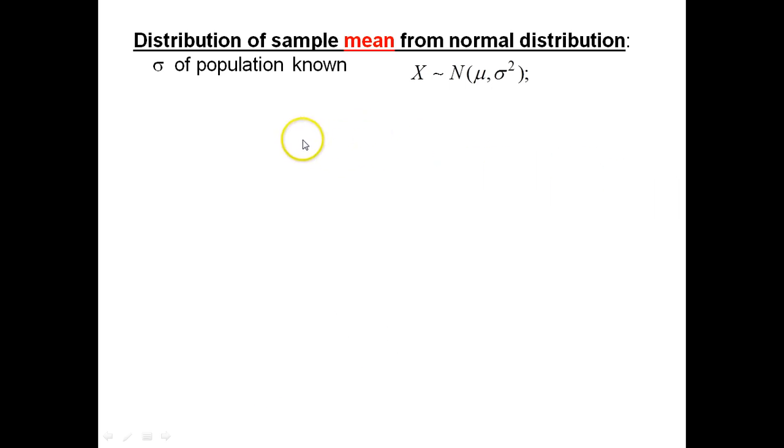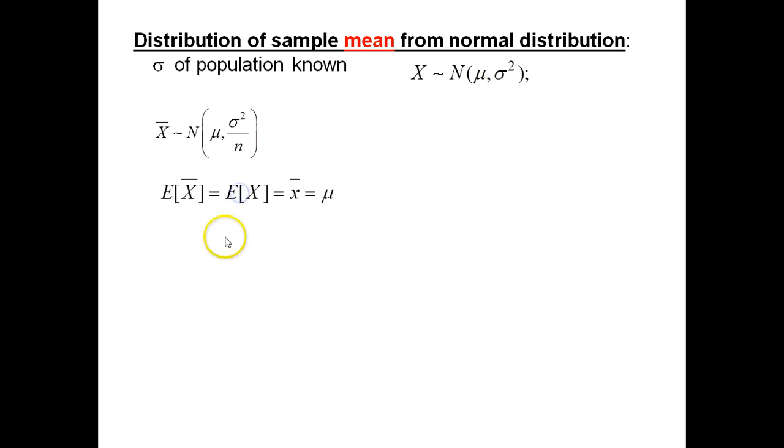Distribution of a sample mean from a normal distribution. So if x is from a normal distribution with mean mu and variance sigma squared, then x bar is also distributed normally with mean mu but variance sigma squared over n for a sample. And the expected value of x bar is obviously the expected value of x, which is the mean, but the variance of x bar is sigma squared over n.